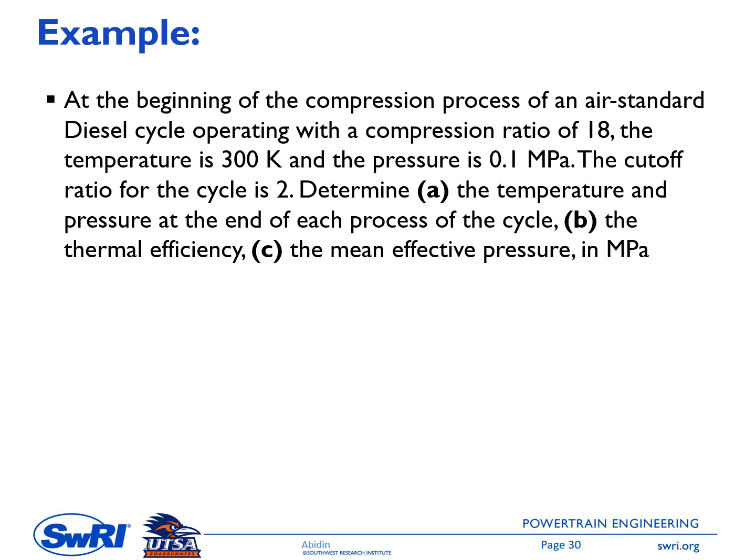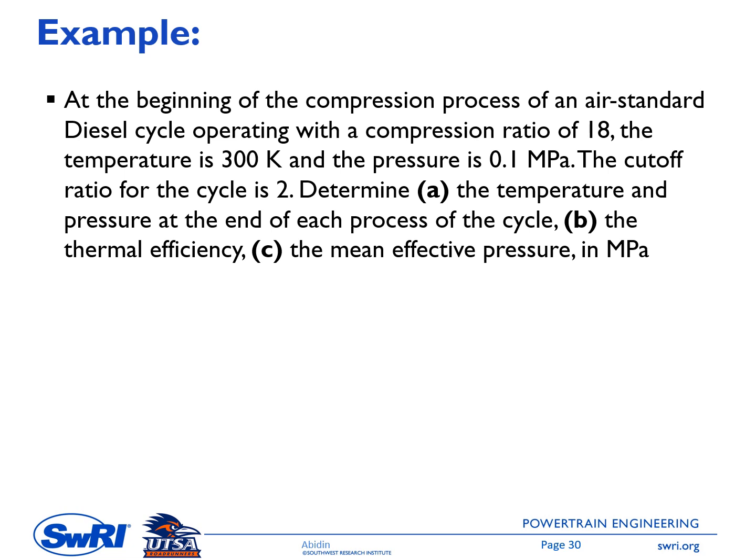Let's have a look at this example. At the beginning of the compression process of an air standard diesel cycle operating with a compression ratio of 18, in the previous cycle we only had 8. Although it is an example, the number represents the trend of the compression ratio between the Otto cycle and the diesel cycle. With a compression ratio of 18, the temperature is 300 Kelvin and the pressure is 0.1 megapascal, or 1 bar. The cutoff ratio for the cycle is 2, so this is V3 over V2.